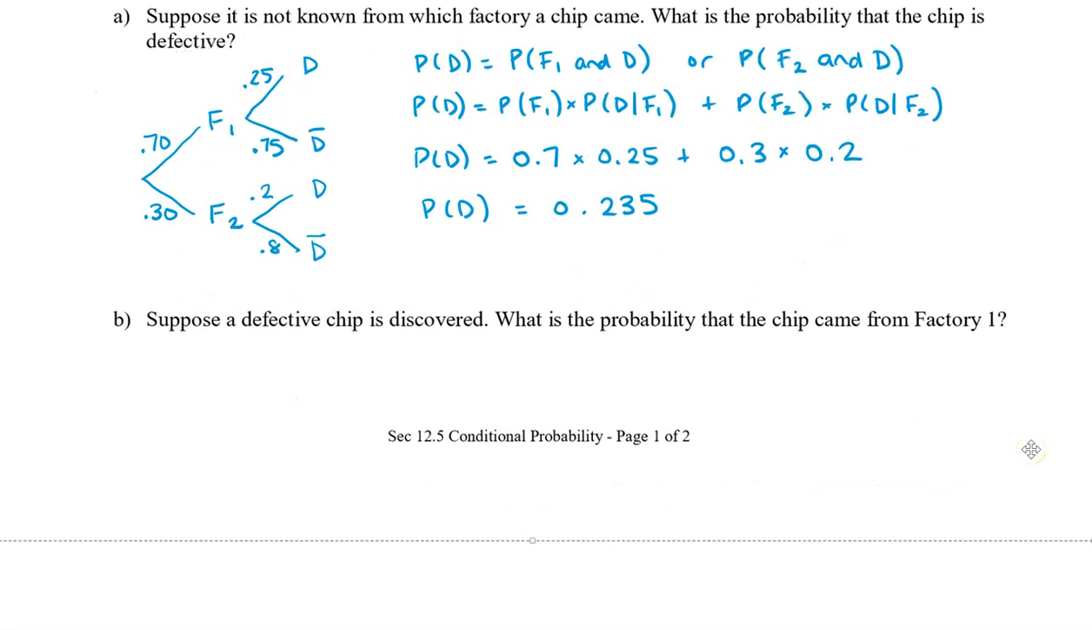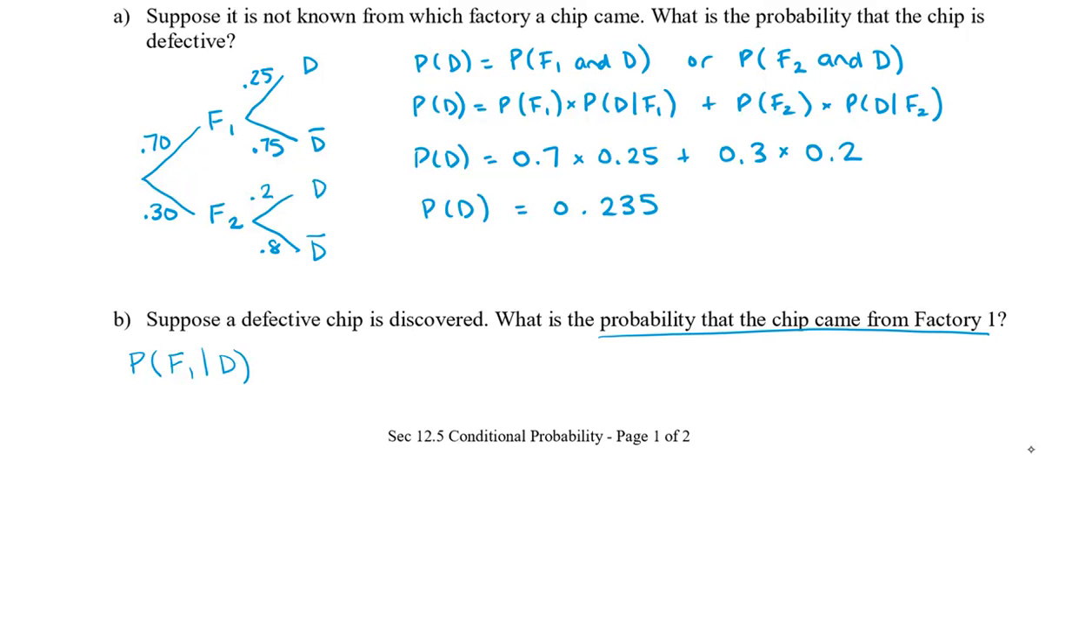Suppose that a defective chip is discovered. That also means, given a defective chip is discovered, what is the probability that the chip came from factory 1? So we want to find the probability that the chip is from factory 1 given that it's defective. Now we know that it's in this order because the question says, what is the probability that the chip came from factory 1? And that is what we write first.